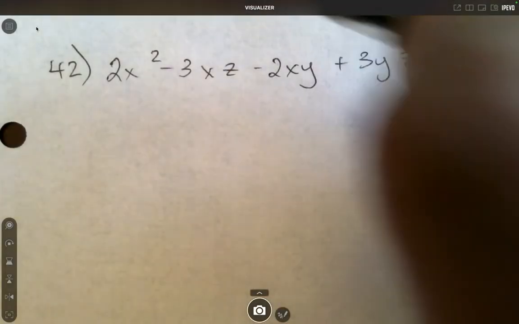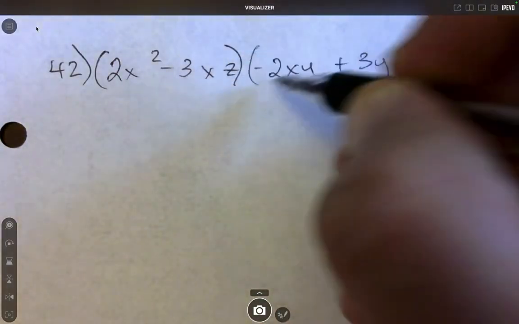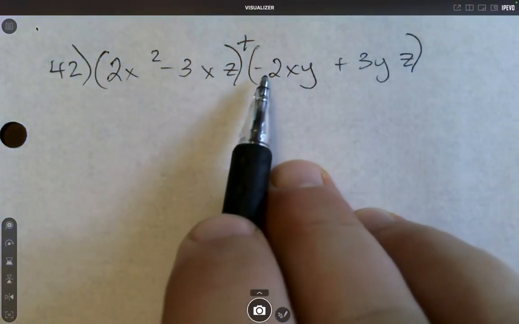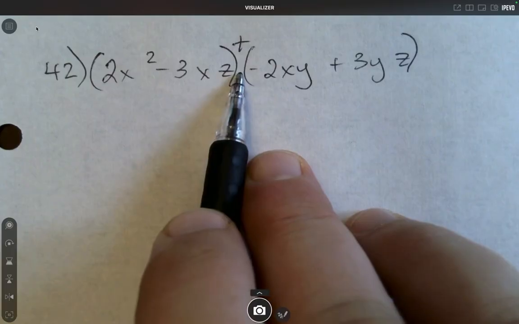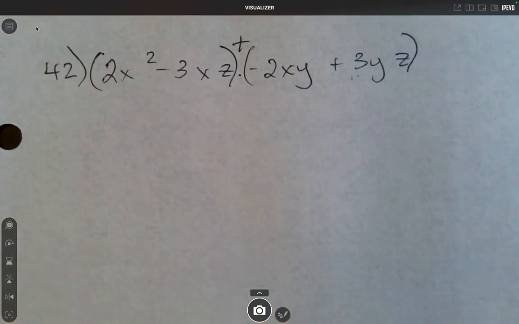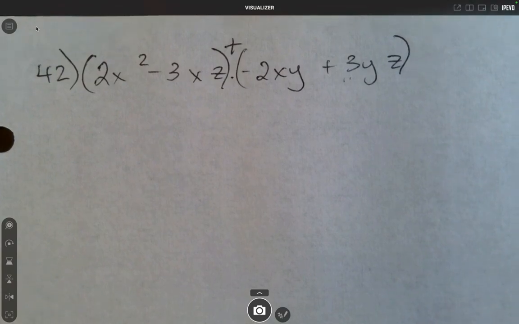We want to pair these in 2s. Okay, now this is a negative, so what I'm going to do is put parentheses around it, but a plus in between, because that minus only applies to this term. If I put a minus out in front of the parentheses, that implies this is also negative. We don't want to do that. So if there's a negative right there, put the parenthesis around it, put a plus in between the two.